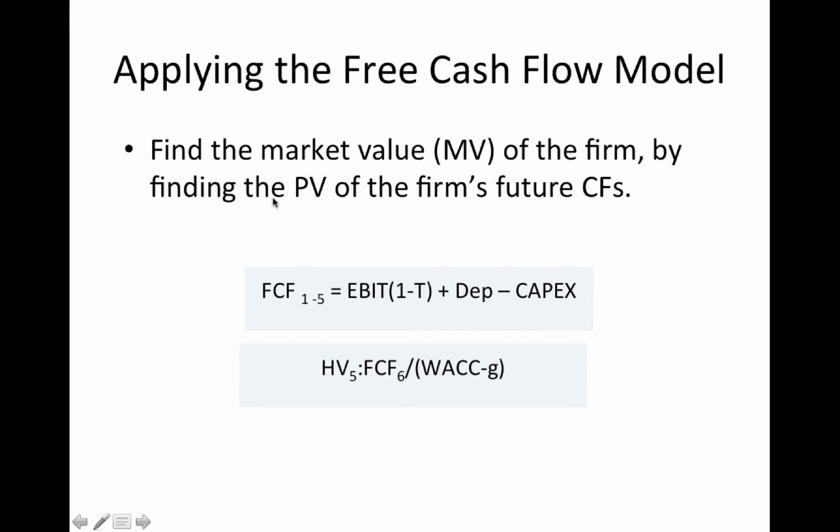So let's apply it. Find the market value of the firm. We're going to find the free cash flows from year 1 to 5. Then we're going to find the horizon value by calculating the free cash flow of year 6 divided by WACC minus g. Again, this is the same formula, or the same idea, behind the discounted dividend model.